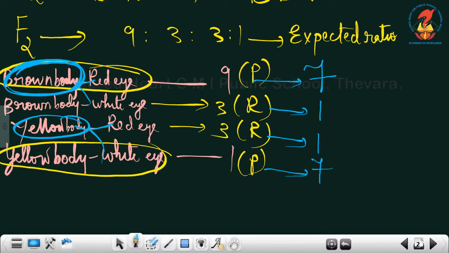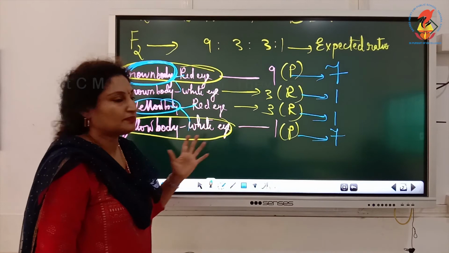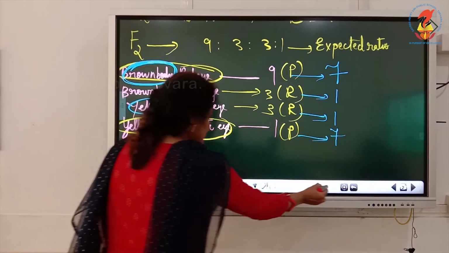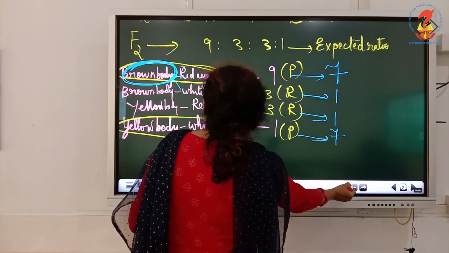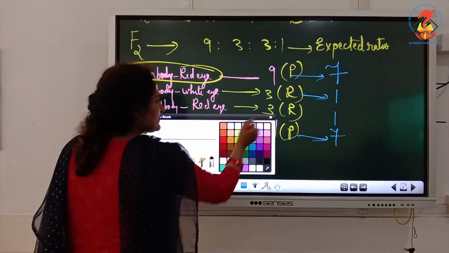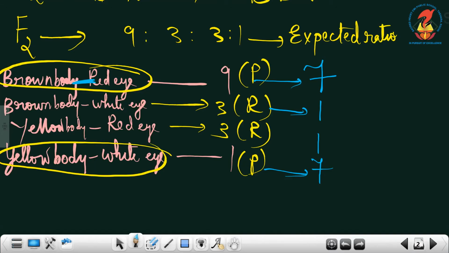That is, the pairs of characters are independent and they can assort with one another independently. If it does not follow the law of independent assortment, then it should be the opposite, so it's dependent. Brown will only go with red and yellow will only go with white.